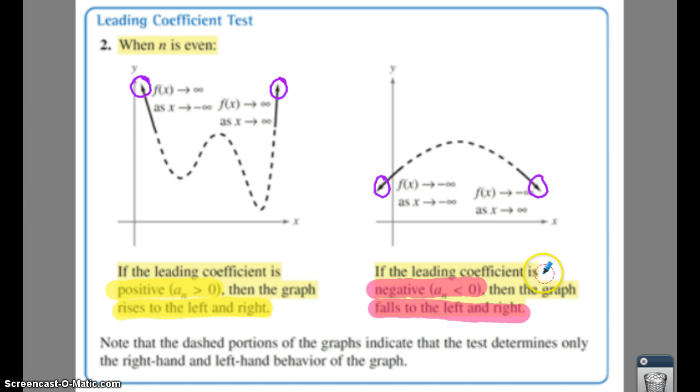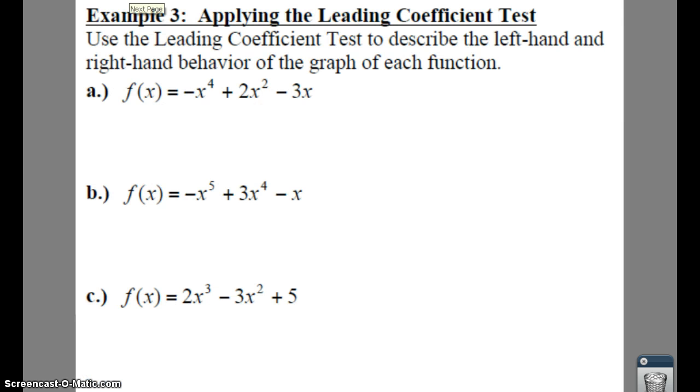So I think the easiest way to remember this, whenever n is even, is to remember what happens to a quadratic function, where your exponent is a 2. If your a is positive, that means your graph is opening up. And if your a is negative, it's opening down. So I think this is a little bit easier out of the two of them.